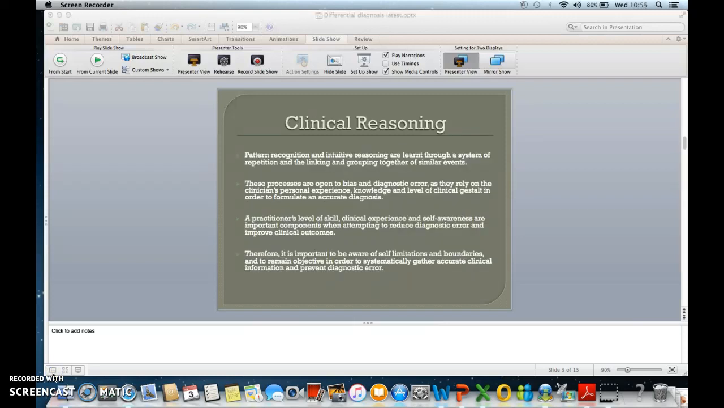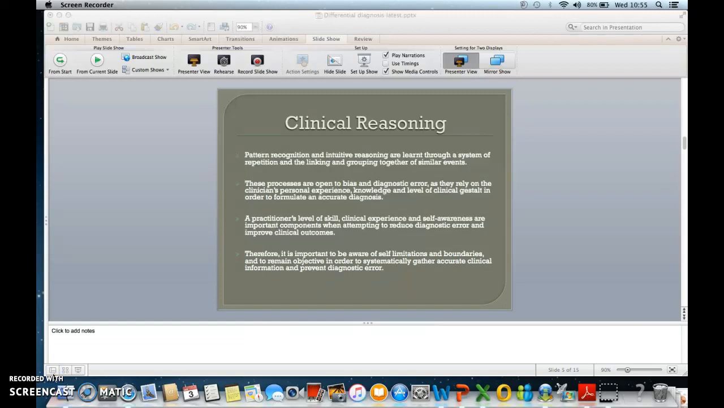Recognition and intuitive reasoning are learned through a system of repetition and the linking and grouping together of similar events. These processes are open to bias and diagnostic error, as they rely on the clinician's personal experience, knowledge and level of clinical gestalt in order to formulate an accurate diagnosis.